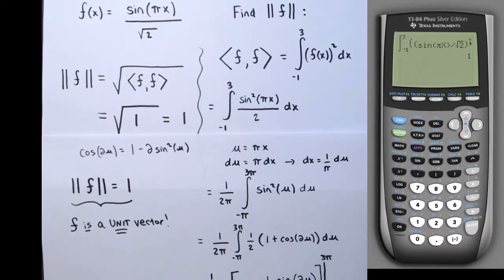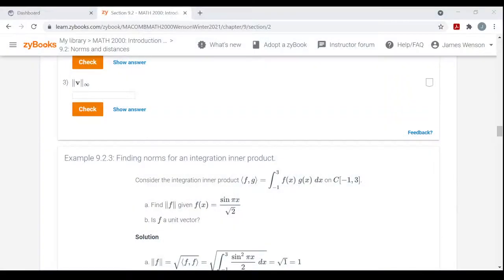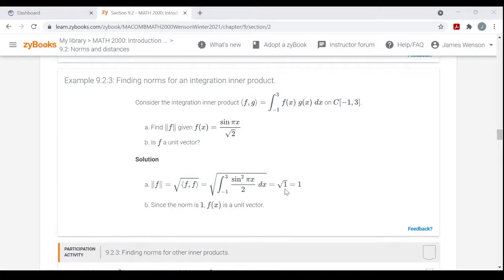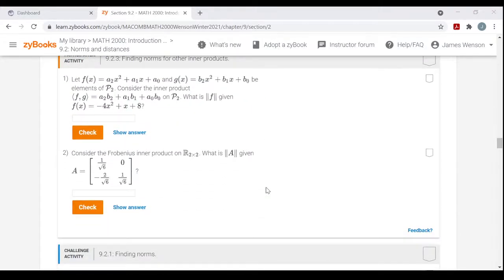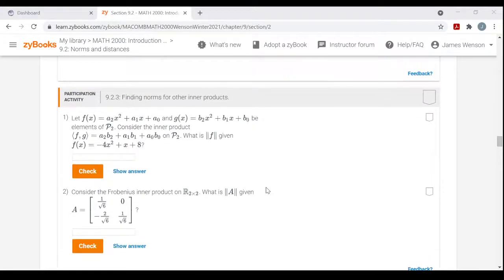Right? And again, you can read all this here. Now, you see, they kind of just jump to the fact that it's 1, because you can use a calculator if you want. Okay. All right, and then here's some other examples. I'll just do one more of these, because then we got to get to distances, and we'll see distances are just more norms.